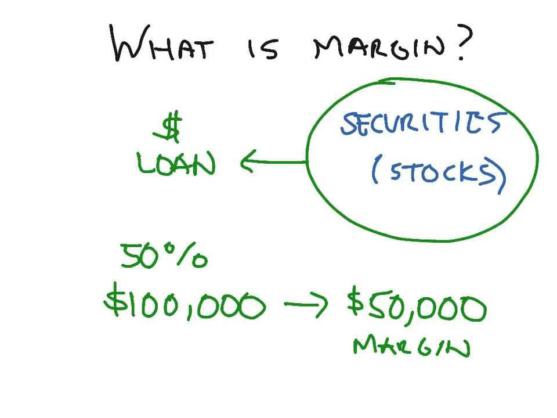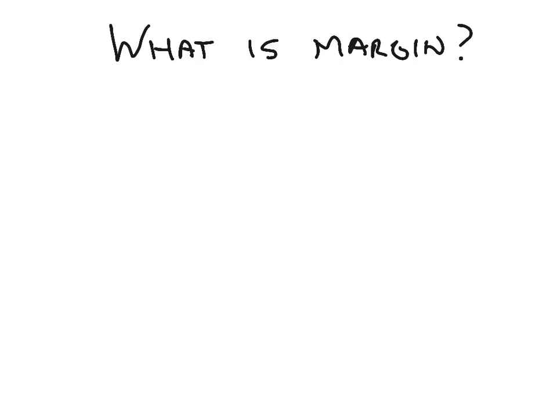And you can use that $50,000 for whatever you want. You could buy more securities with it. You could fix up your house, whatever you want to do. There's a catch, however. The catch is what's called a maintenance requirement, and for stocks it's usually around 30%.